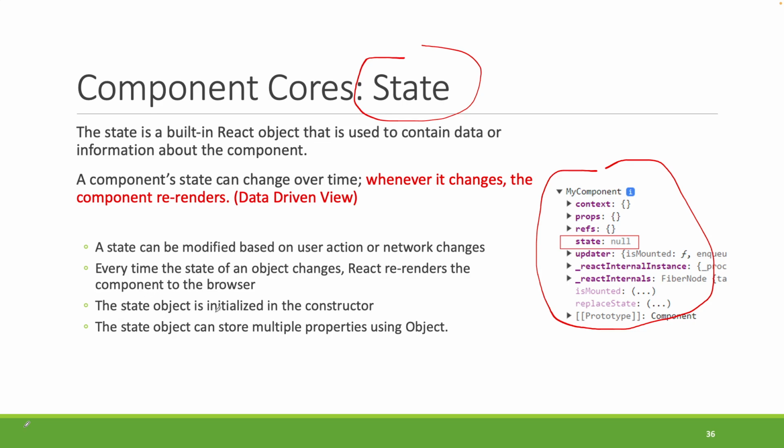The state object is initialized in the constructor, which is not related to us. This is part of a class component. The state object can store multiple properties using objects, and we can use any way you like. You can have a state that contains properties, and the properties can also be an array of objects. You can have different types and different properties in a state you want to maintain.